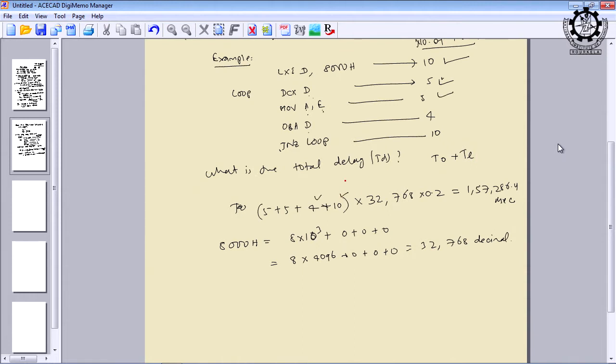These are the only instructions which appear inside the loop, and you multiply with the number of times the loop is executed. If you find the decimal value of 8000H, you will get 32,768. Okay. And finally, it will be multiplied with 0.2, and this will give you 1,57,286.4 microsecond. And of course, you can add this value also, 10 into 0.2, plus this, which will give you the total delay. Is it okay?